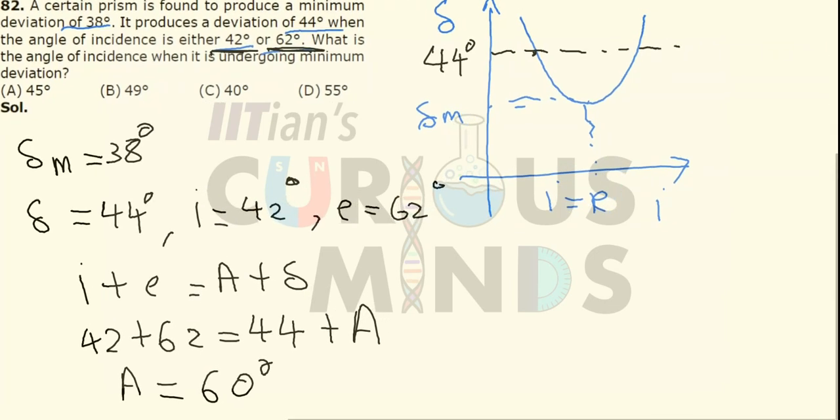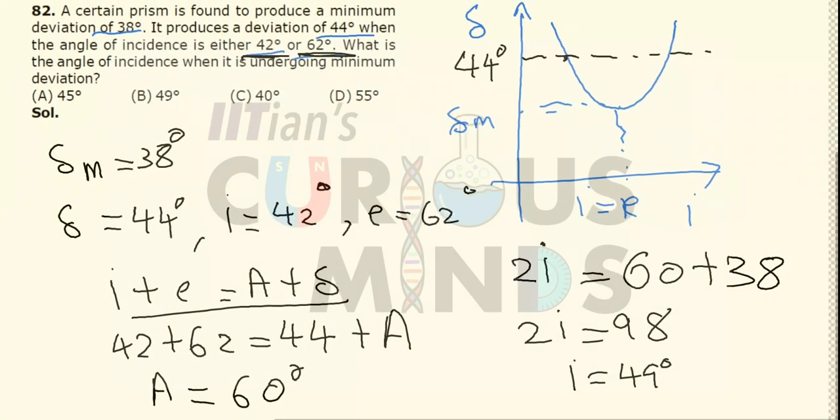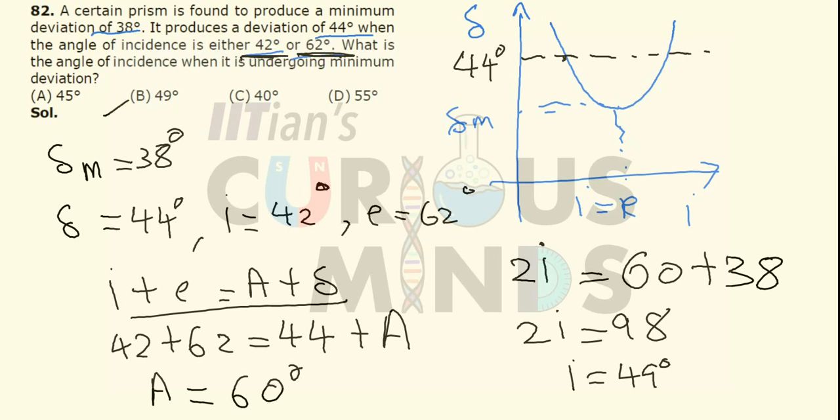Let us substitute the same formula for delta minimum. At delta minimum, I is equal to E, so I can write this as 2 times I is equal to A plus delta. A is equal to 60 degree, plus delta minimum, which is given as 38 degree. So 2I will be equal to 98 degree, or I will be equal to 49 degree. That is, at minimum deviation, the angle of incidence is equal to 49 degree, which is option number B.